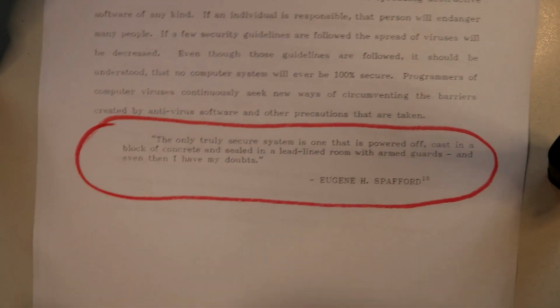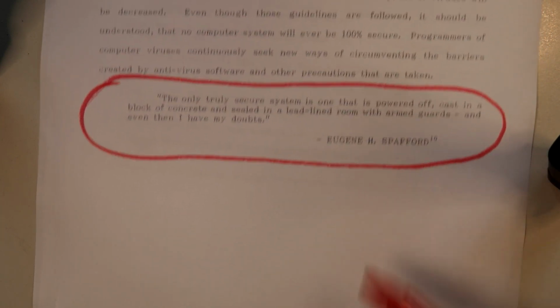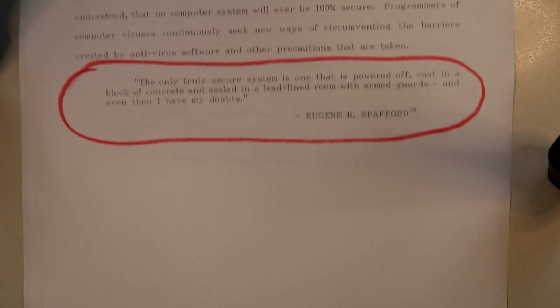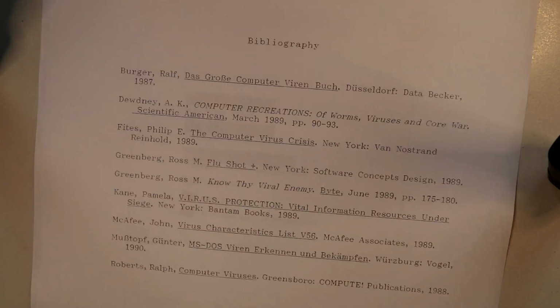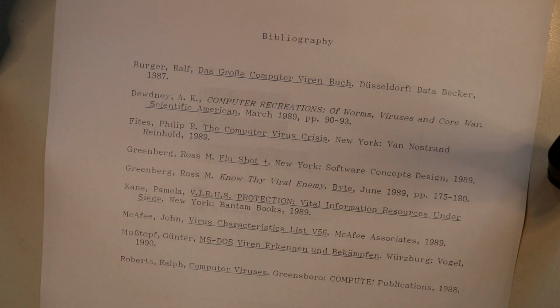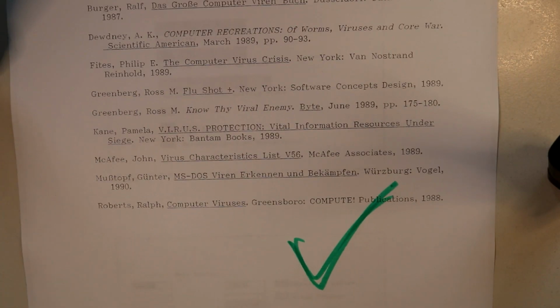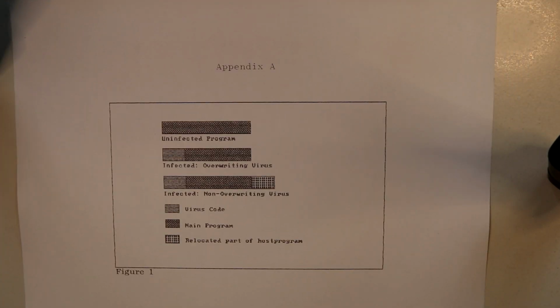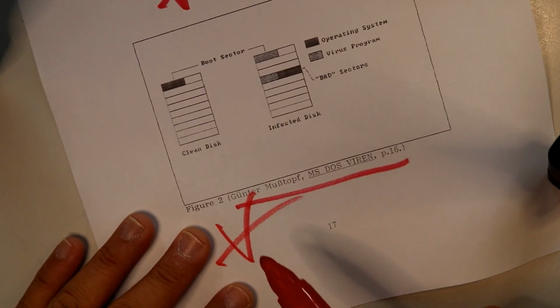I mean, this is typical. This student just wanted to appear smart. A quote is included, but not the relevant parts. Oh my lord. Bibliography. At least he got that in. Okay, I'll give him a green check for this. And then at the end, the appendix with the drawings, missing caption. Here he has given a reference, but actually not an explanation of what it is.